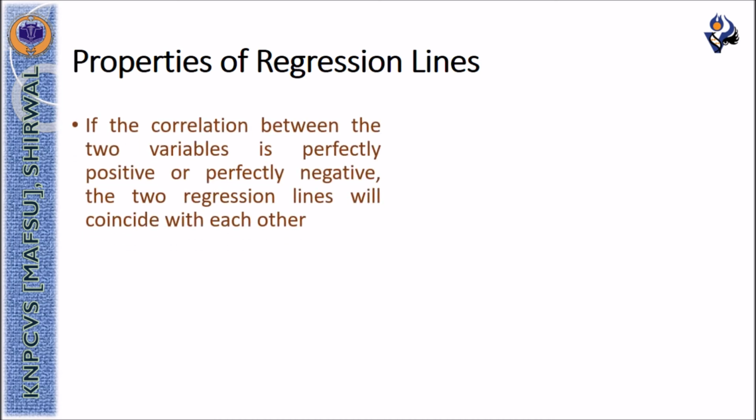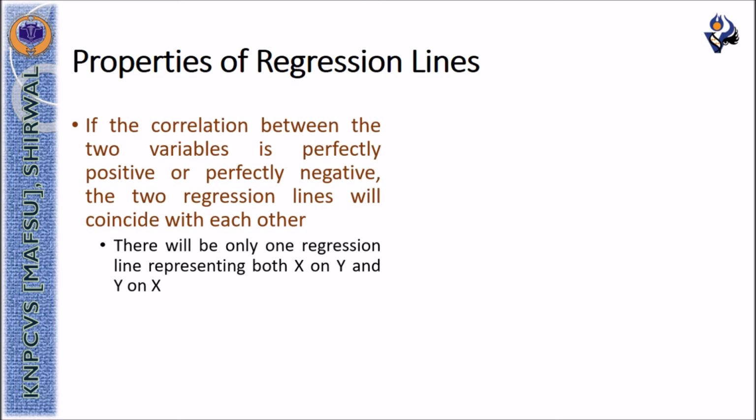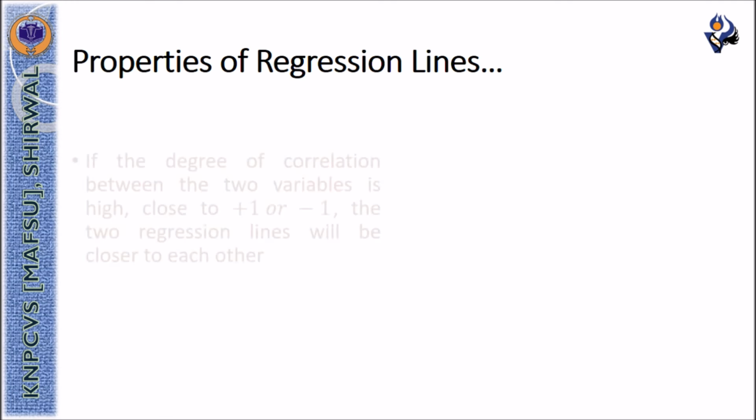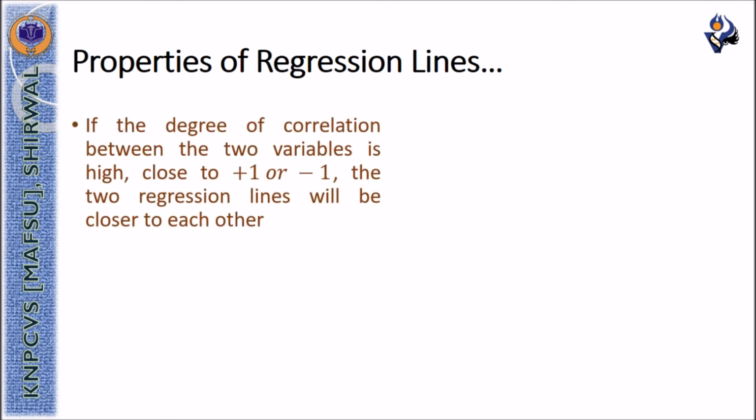If the correlation between the two variables is perfectly positive or perfectly negative, the two regression lines will coincide with each other. There will be only one regression line representing both x on y and y on x. If the degree of correlation between the two variables is high, that is close to +1 or close to -1, the two regression lines will be closer to each other.